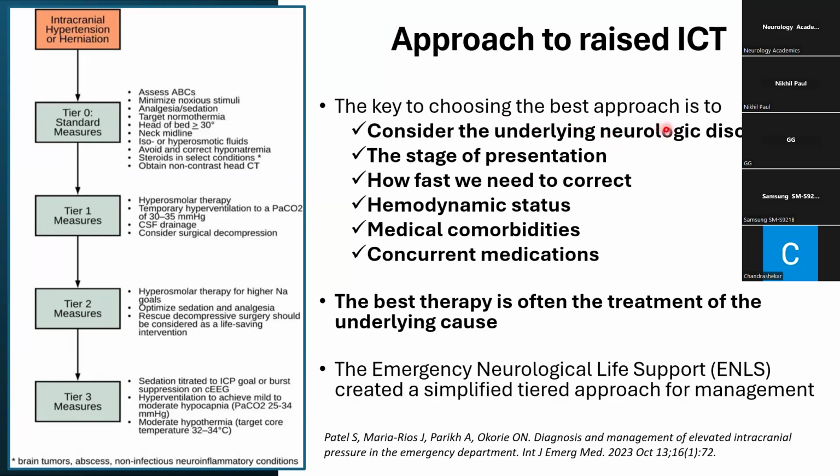We should choose the best approach considering the underlying neurological disorder. Suppose it is a stroke or a tumor edema, the osmotherapy and whether we give steroids all differ. For a stroke edema, we usually give hyperosmolar therapy and steroids are usually contraindicated, whereas in a vasogenic tumor edema, definitely there is a role for steroids. The stage of presentation and how fast we need to correct also varies.